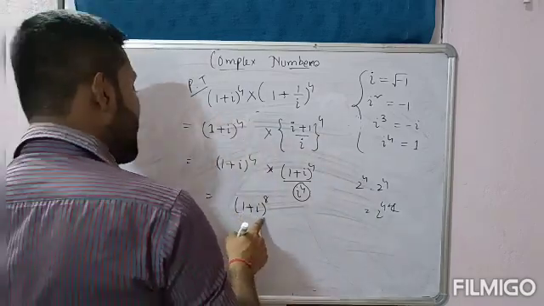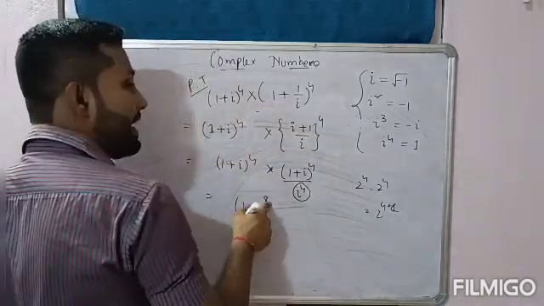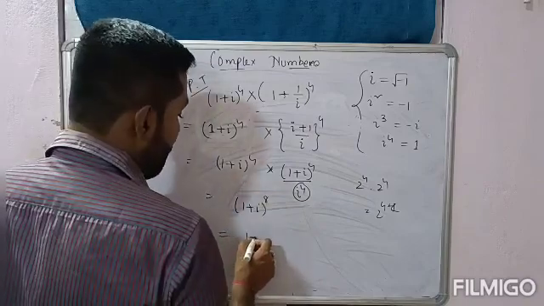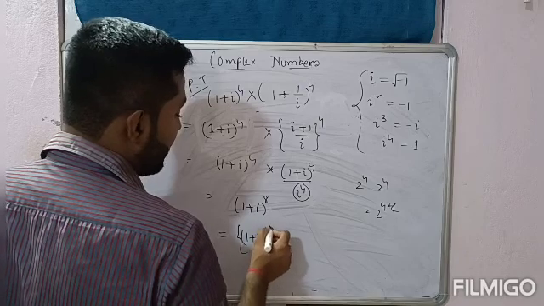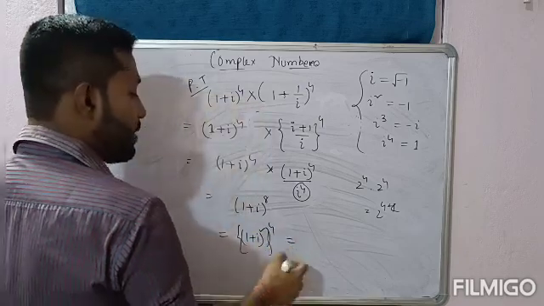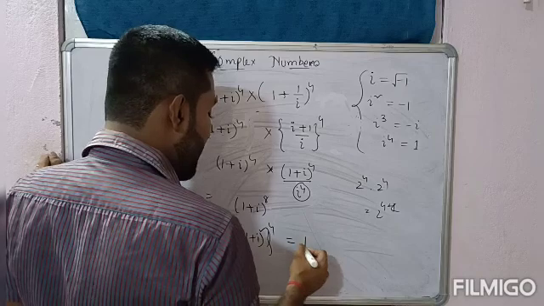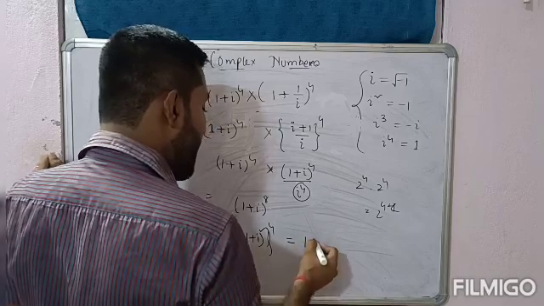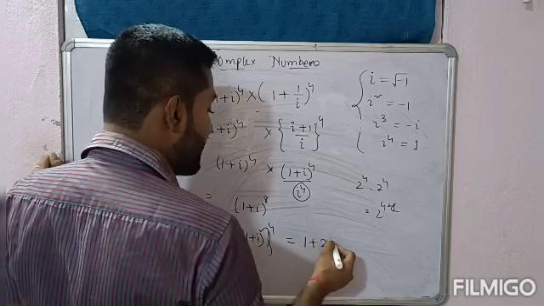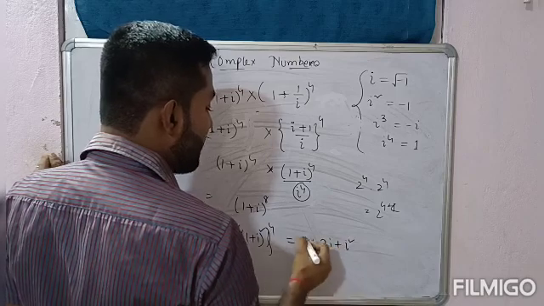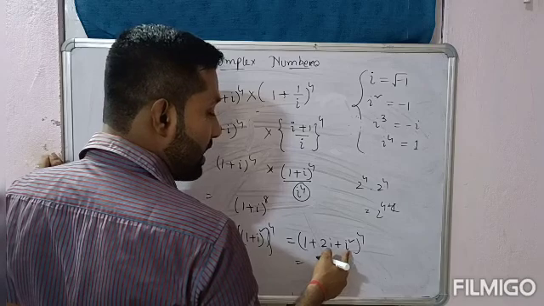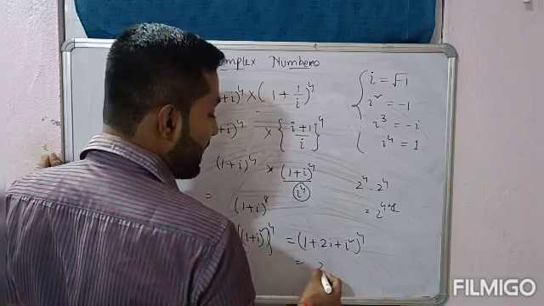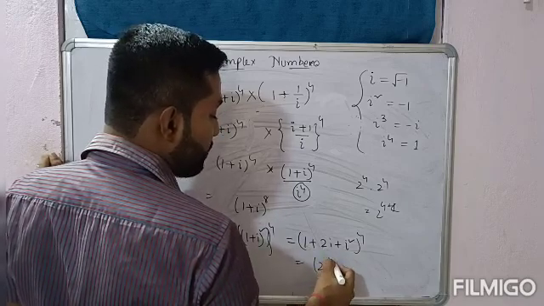So 1 plus i whole thing to the power 8, we have to expand this now. 1 plus i whole square to the power 4 is how we write it. So breaking it with a plus b whole square, it will be 1 plus twice i plus i square whole thing to the power 4. The value of i square is minus 1. Minus 1 plus 1 will be cancelled. So twice i whole thing to the power 4.